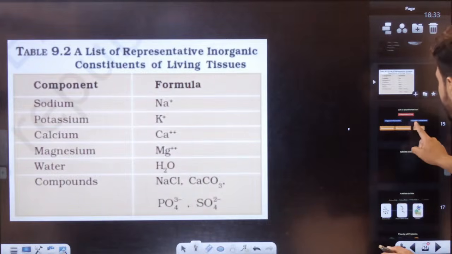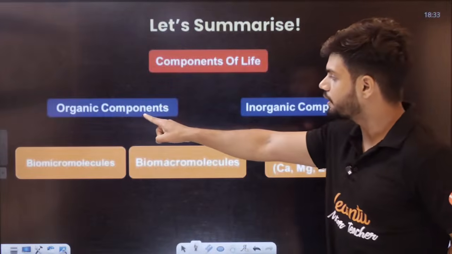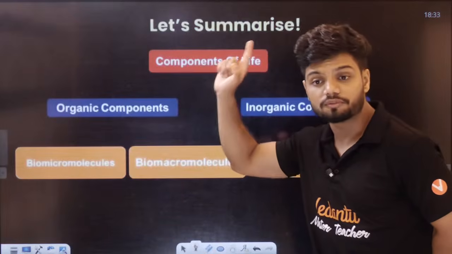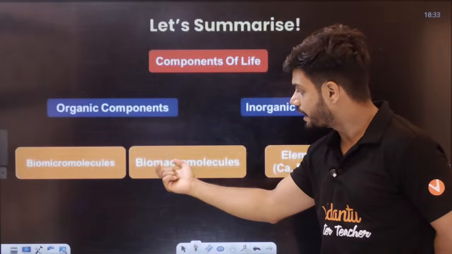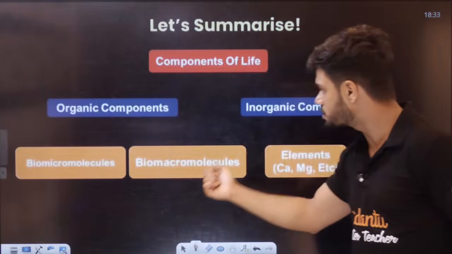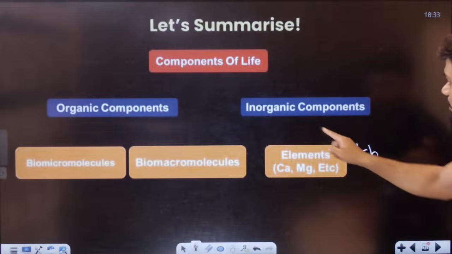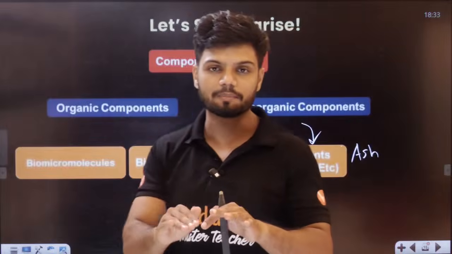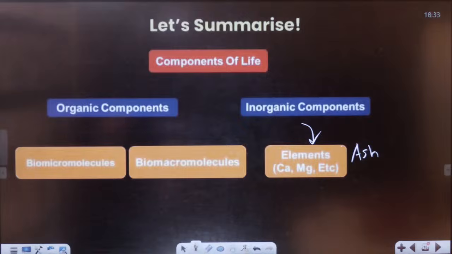Students, let's just summarize what we learned till now. We learned that components of life have organic components and inorganic components. Organic components, with the help of the first experiment, we got the biomolecules, biomacromolecules and micromolecules, and with the help of the ash test, we got the inorganic molecules also. So with that, the first part of the chapter is over, students.